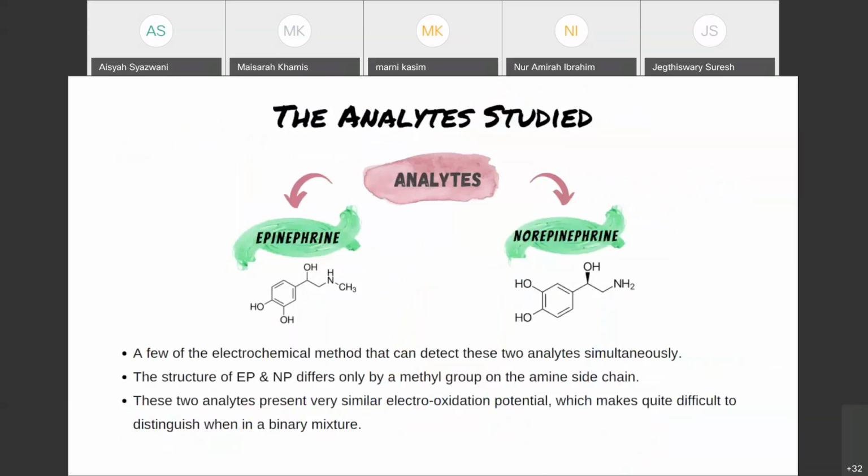Okay, there are 2 analytes that have been studied in the experiment, which are epinephrine and norepinephrine. Only a few electrochemical methods can detect these 2 analytes simultaneously. This is because the structures of epinephrine and norepinephrine differ only by a methyl group on the amine side chain. These 2 analytes present very similar electro-oxidation potential, which makes them quite difficult to distinguish in a binary mixture. A binary mixture means the mixture of 2 types of compounds.